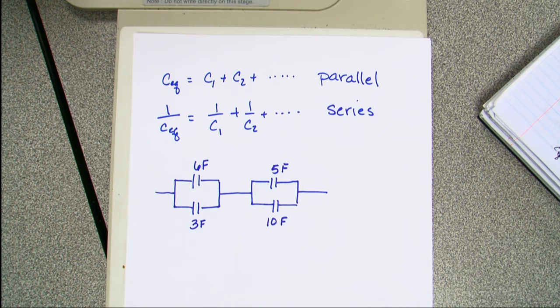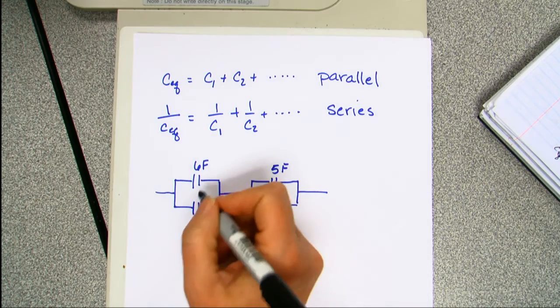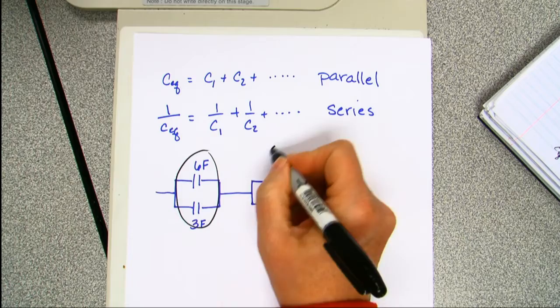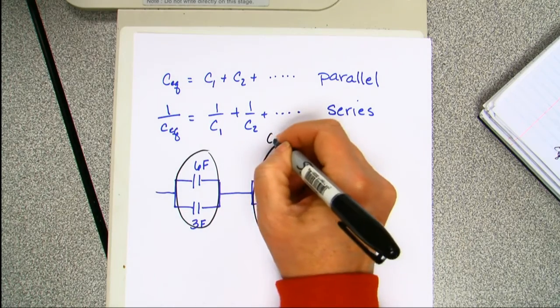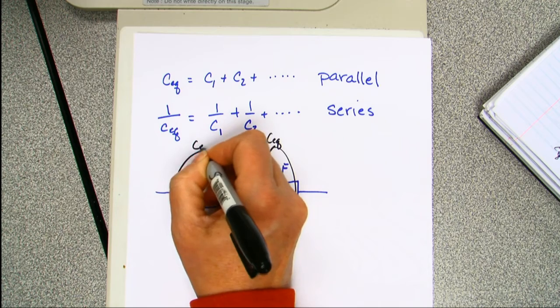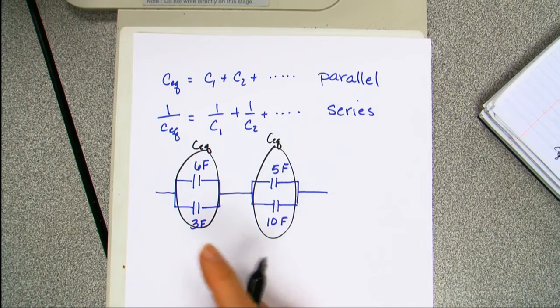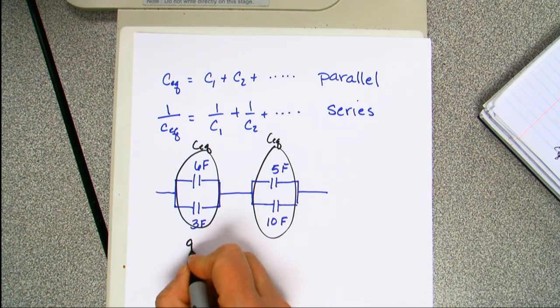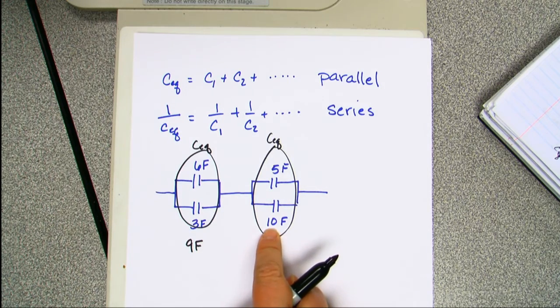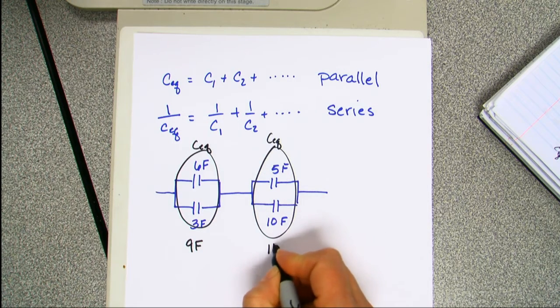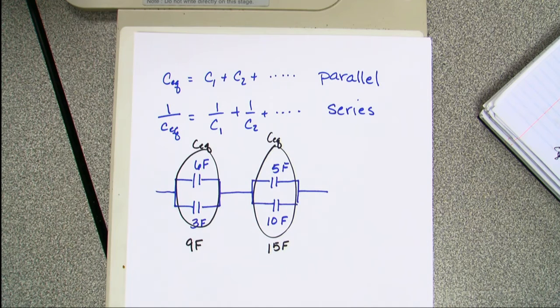First thing that we're going to do, I brought my calculator, life is good. When you do these systems, first thing you want to do is identify whether or not they're in series or parallel. And you can break it up in steps. This is in parallel, and this is in parallel. So let's find the CEQ for this one and the CEQ for that one. If I'm in parallel, I just add them together. So 6 plus 3 is 9, so this is going to be 9 farads. 10 plus 5 is 15, so this is going to be 15 farads. And then I can redraw my circuit.